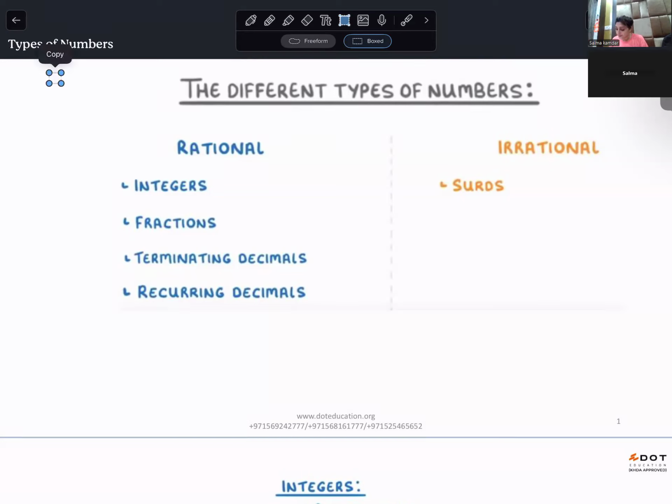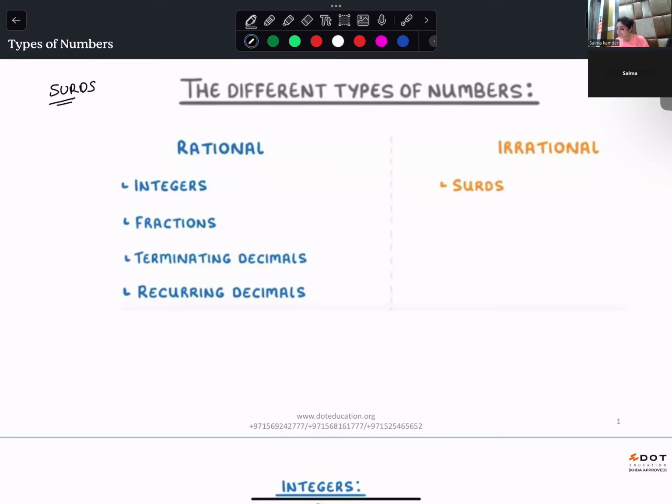So today we are going to learn about surds. Before we learn about surds, we need to know the different types of numbers that we have. If I'm talking about different types of numbers, we basically have two types of numbers. One is called the rational number, another is called the irrational number.